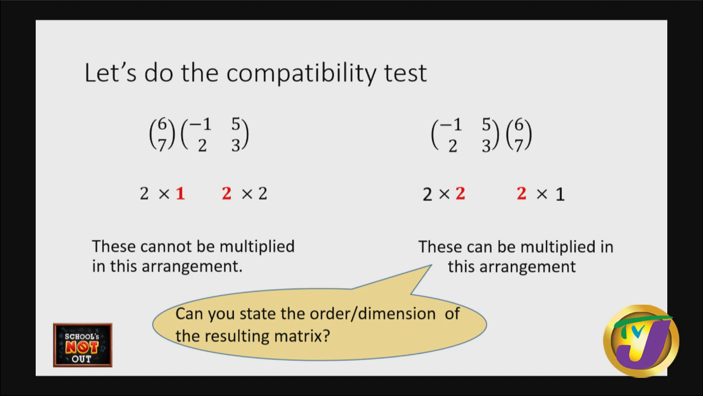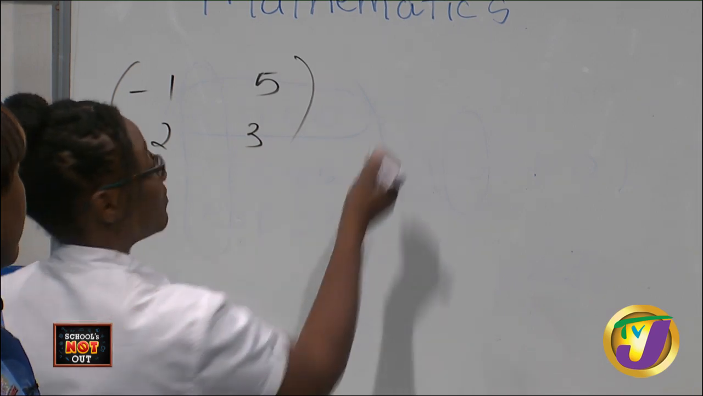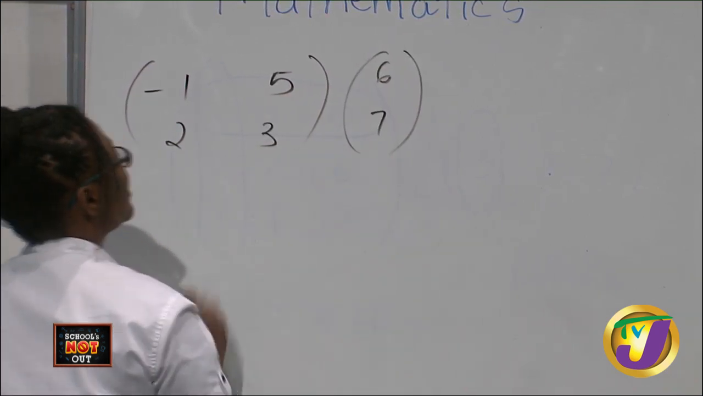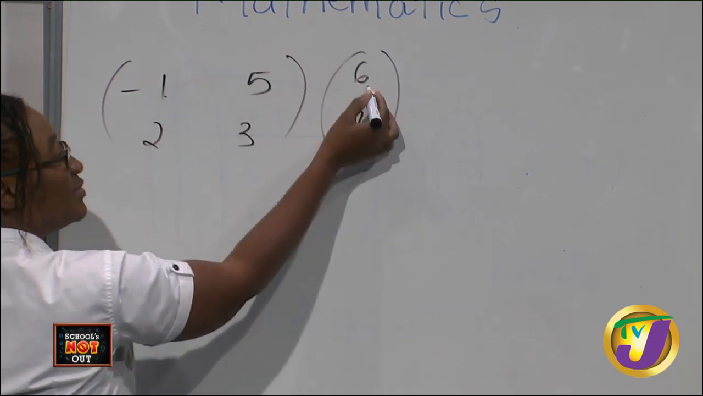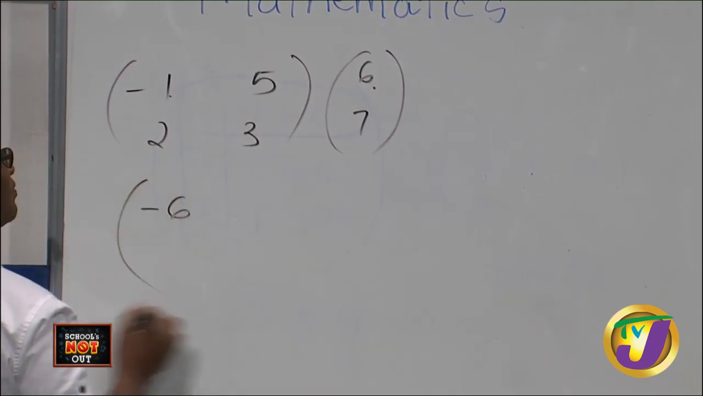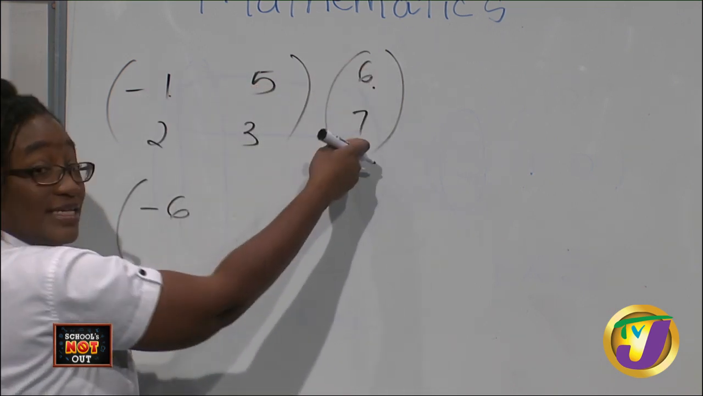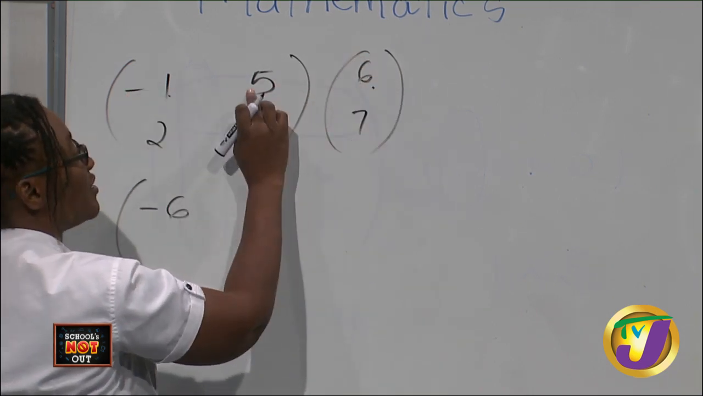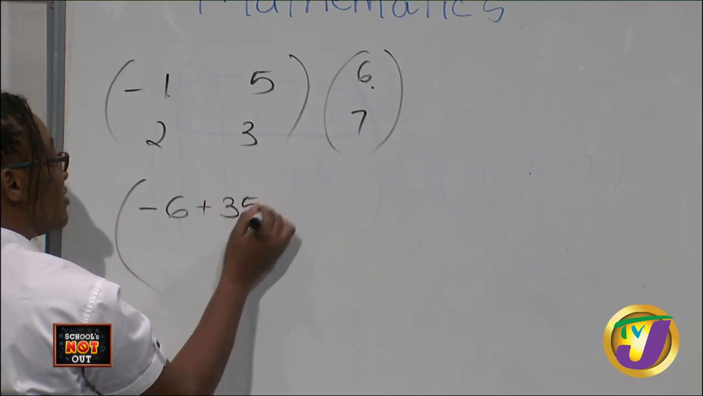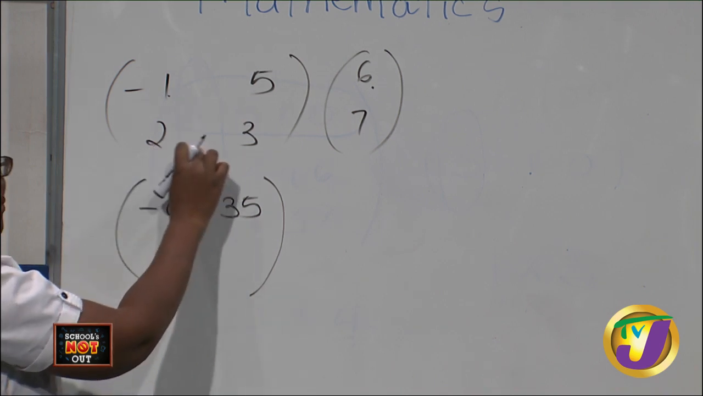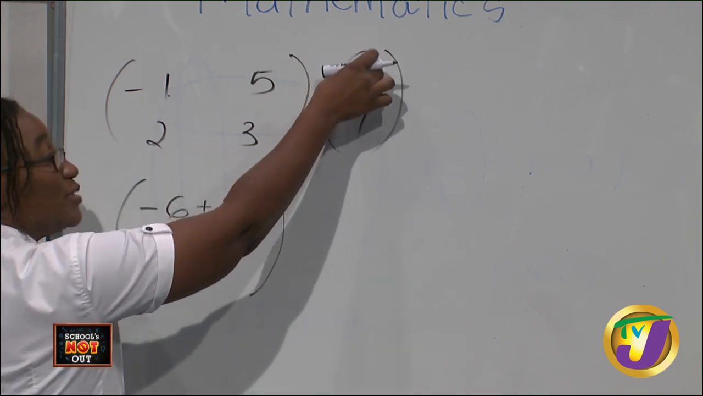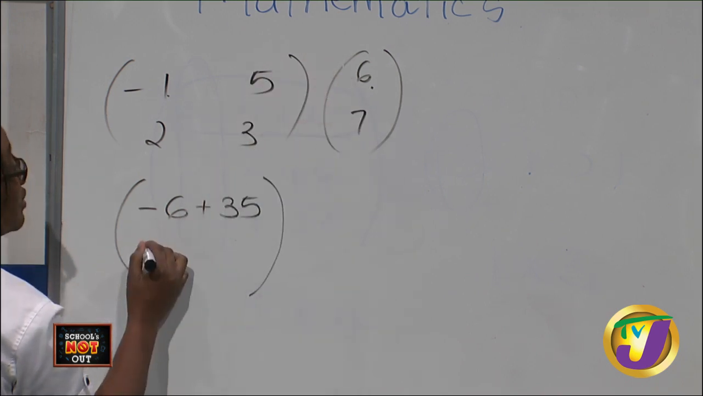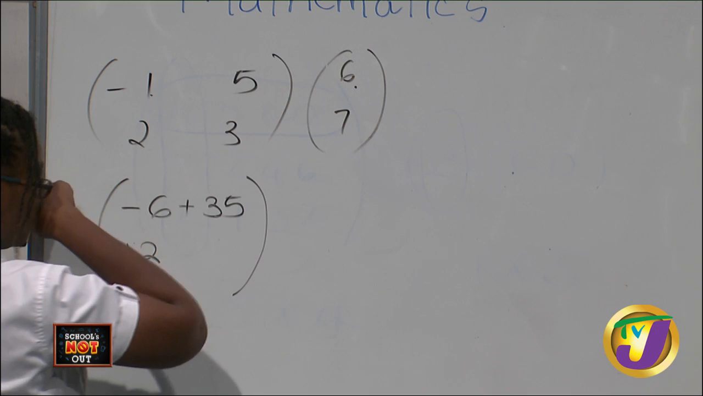Negative 1, 5, 2, 3, and 6, 7. We said it's row by column. So negative 1 times 6 gives us negative 6. And 5 times 7, still in row 1 and the same column, so my answer must be right here in row 1, column 1. 5 times 7 is 35. Someone knows their timetable. Now we are moving to row 2, and we're using it to multiply column 1. So 2 multiplied by 6 gives us 12, and 3 multiplied by 7 is 21.